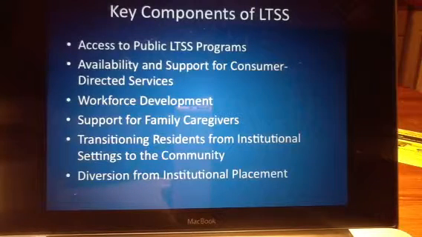Under availability and support for consumer-directed services, consumer direction allows the consumer to have the authority to control service budgets and the ability to control direct care staff members during the enrollment of their program.